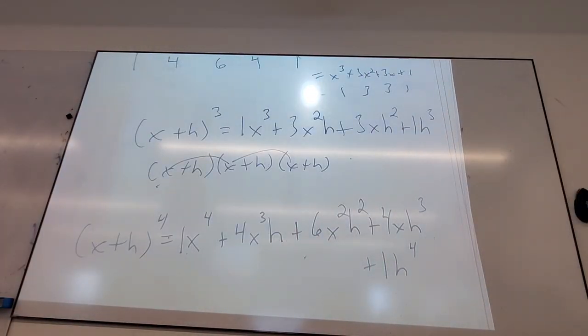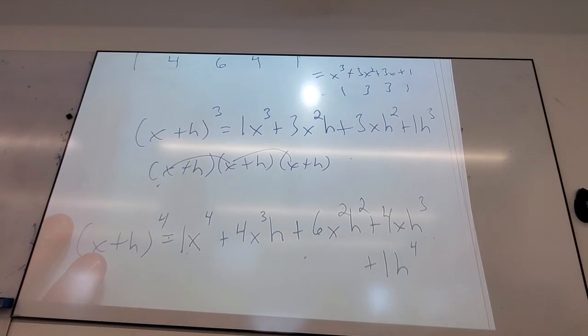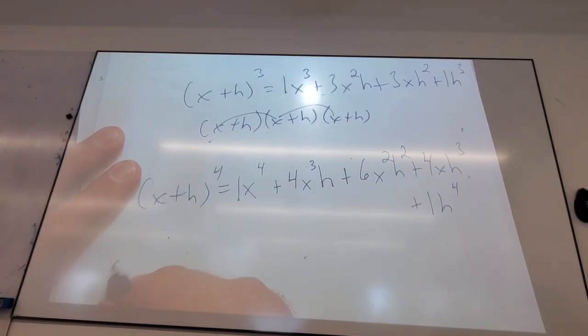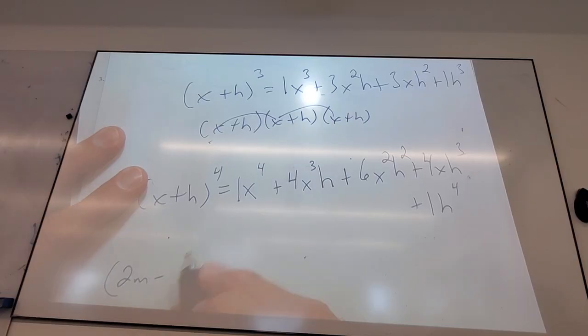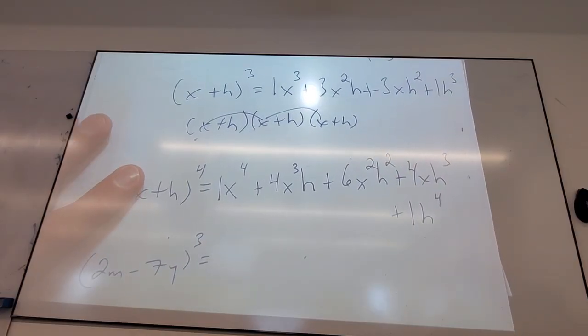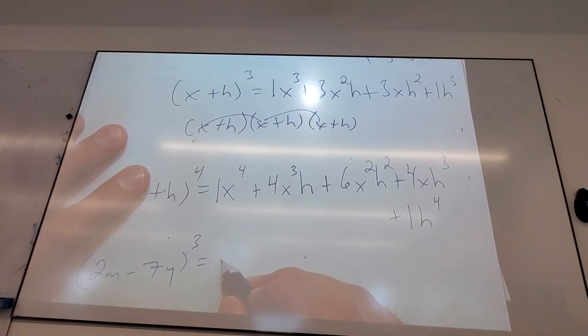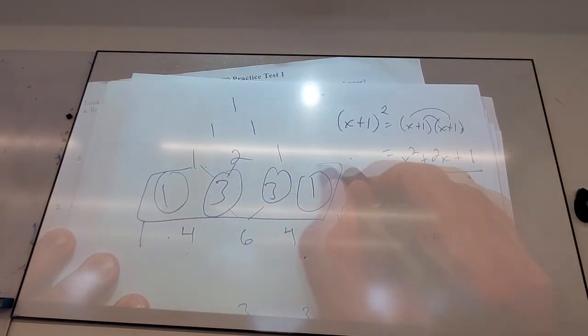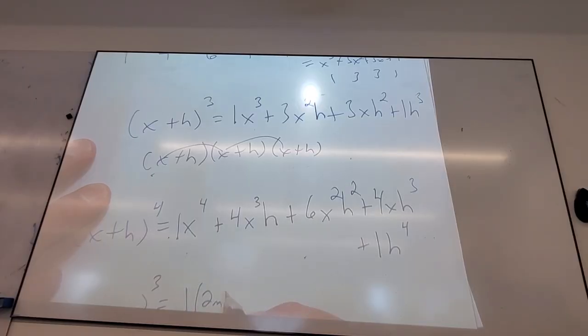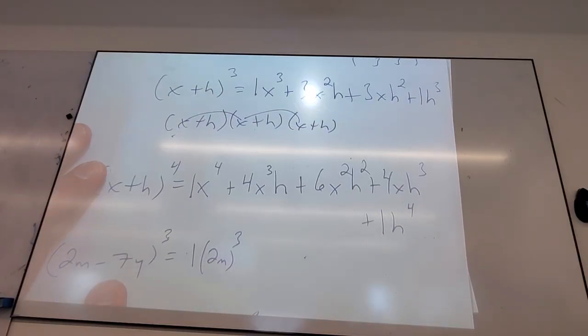Does that still apply if there were coefficients in the problem already? Oh hell yeah! Watch this real quick, since you asked. If I have 2m minus 7y to the 3rd power, you ready? Then I'm on this level now, right? 3rd power. So I have 1, all 2m's, no 7y's.